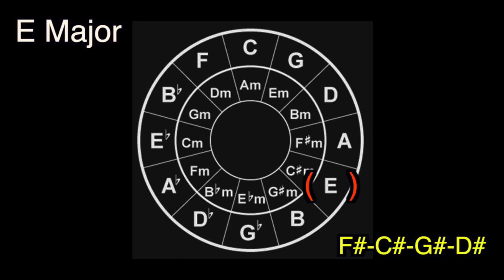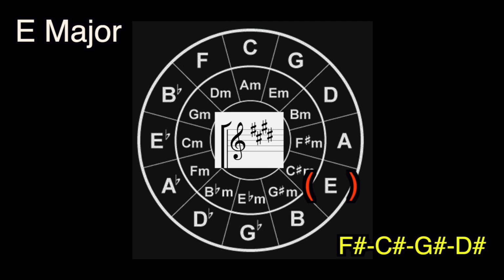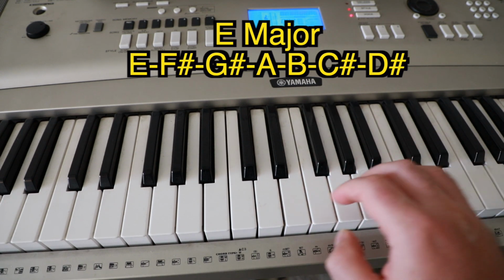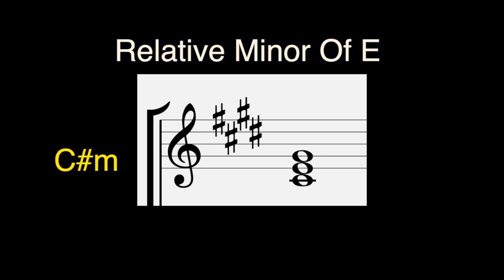Go up a fifth from A and you get E major, which has 4 sharps: F sharp, C sharp, G sharp, and D sharp. The relative minor here is C sharp minor, which I must say is quite delicious.